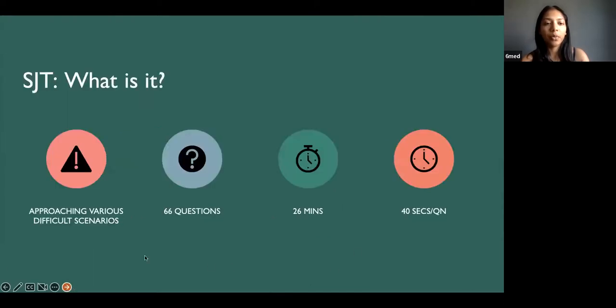So what is the situational judgment test? It's approaching various difficult scenarios, and they might ask you to assess the appropriateness or the importance of each answer. In total, they've changed it for this year.